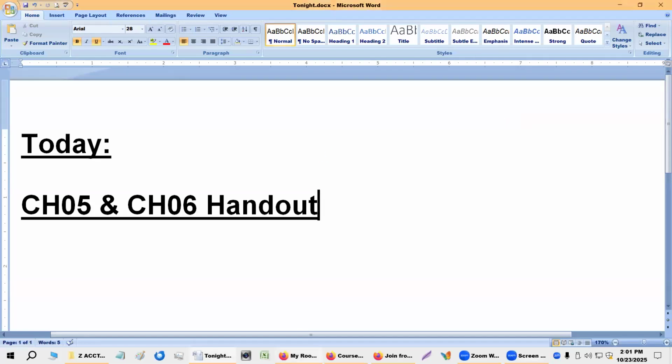Do the chapter 5 and 6 handout. I'm combining chapter 5 and 6. We're not going to do too much in chapter 5, and I'll tell you why in a moment, but they kind of go hand in hand. Chapter 5 is time value of money, and chapter 6 is revenue recognition, which we need chapter 5 for some problems.